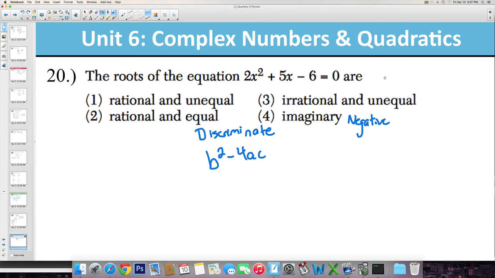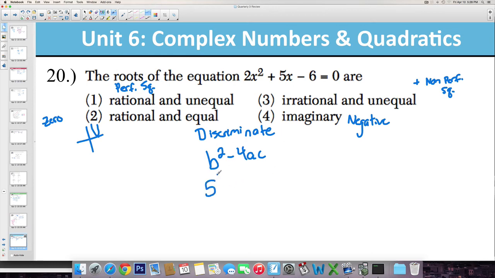If the discriminant turns out to be a positive non-perfect square, like 15, 10, 72, anything like that, the roots are irrational and unequal. If we have a positive perfect square, so 25, 36, 64, the roots are rational and unequal. And if the discriminant turns out to be 0, the roots are real, rational, equal. It only hits the x-axis at one point. It's called tangent.